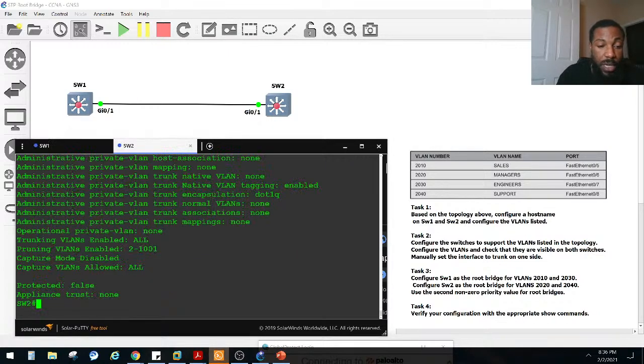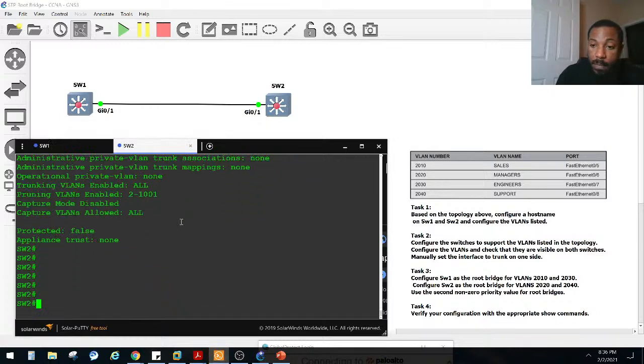We don't have any issues with that. What else did they want us to do? Manually set the interface to trunk on one side, which we just did. So task 3, we only got 4 tasks right here, right? And we're almost done. Sorry for talking your ears off.